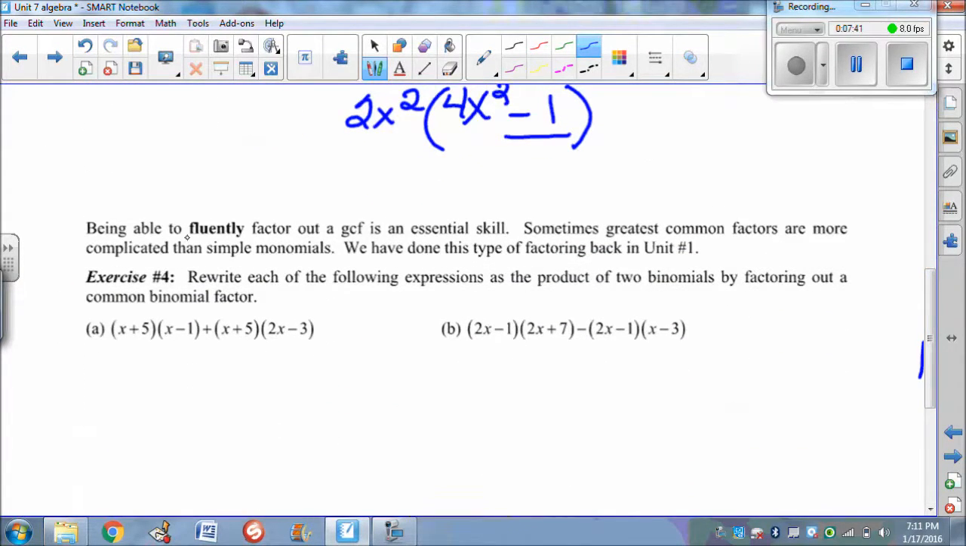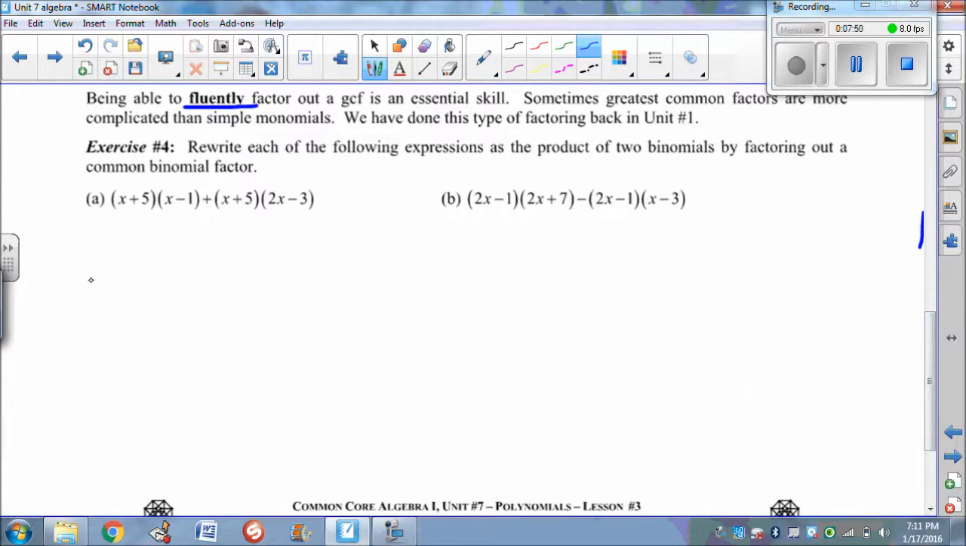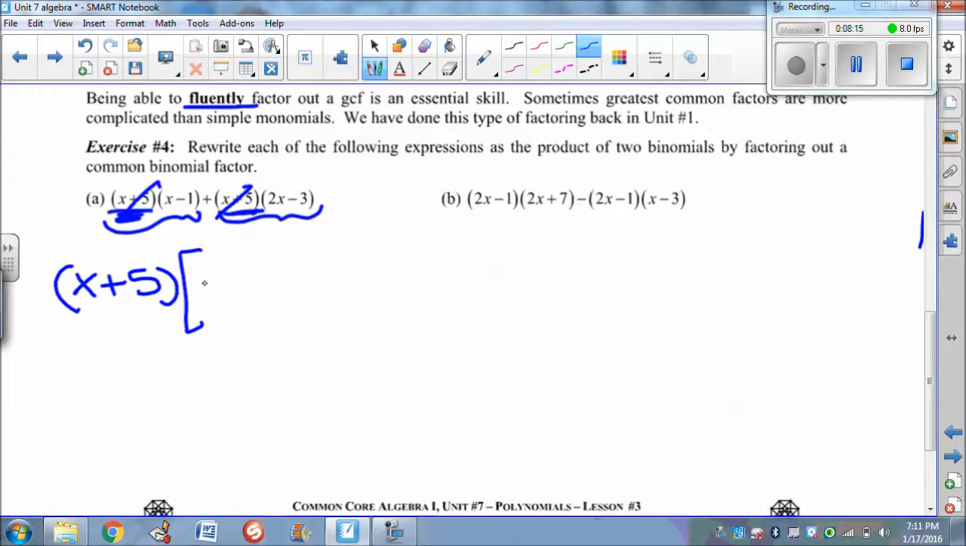All right, so again, being able to factor fluently is an absolute essential skill. You will use factoring in all of your math classes. So now we looked at something like this way back in Unit 1 before we even really knew how to factor. We looked for what was in common. So when I look at this group, this product, and I look at that product, what do they share in common? Well, they share an x plus 5 in common. And then what was left over? So read from left to right. So what's left over? We have an x minus 1 plus a 2x minus 3.